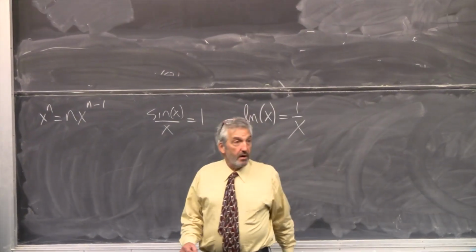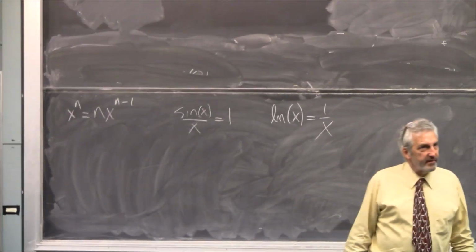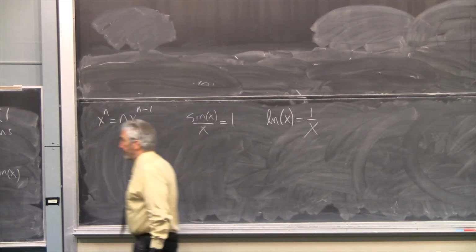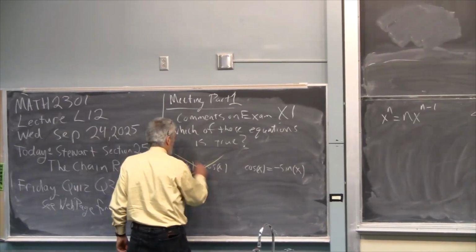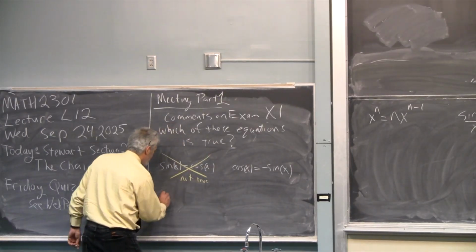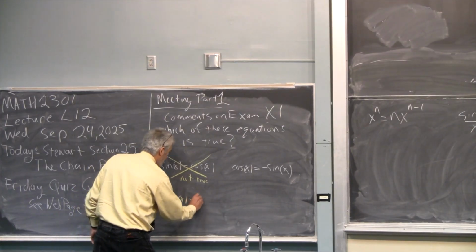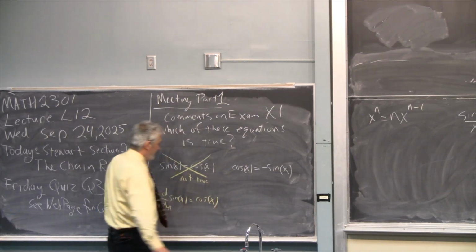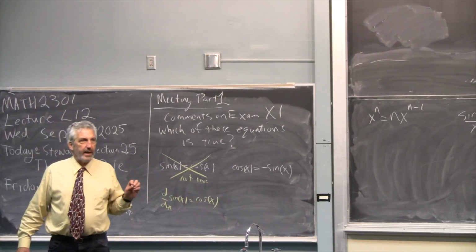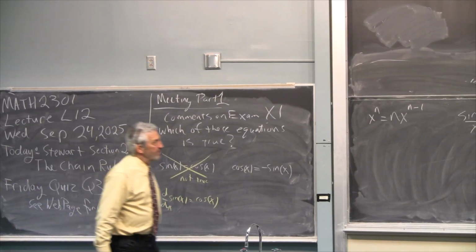There are some x values where sine of x does equal cosine of x. Pi over 4 is an example, 5 pi over 4 is an example. But these are not the same function. So the correct relationship is d dx of sine x equals cos x. You want to always write equations on your page that are correct. It doesn't take much time to write the right thing. How about this one?